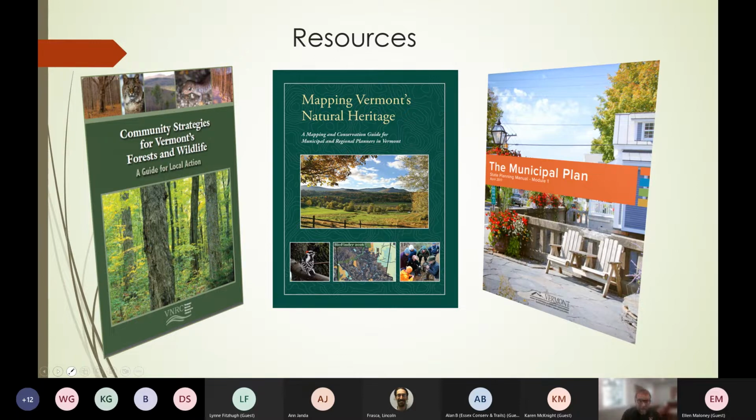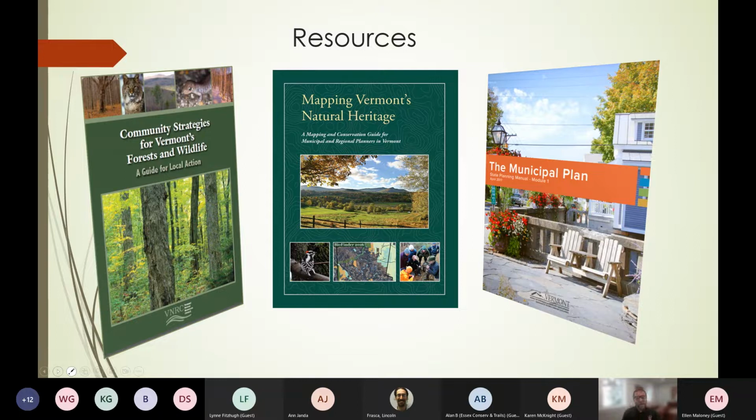Mapping Vermont's Natural Heritage is the department's publication on how to use BioFinder and Vermont Conservation Design to do land use planning. So that's the step-by-step guide in terms of understanding those maps that I showed you, the orange connectivity blocks or the green highest priority areas. How do you take that information and apply it to your town scale and bring it into your town's planning and regulatory framework? And then at right is the Agency of Commerce and Community Development's Municipal Planning Manual.